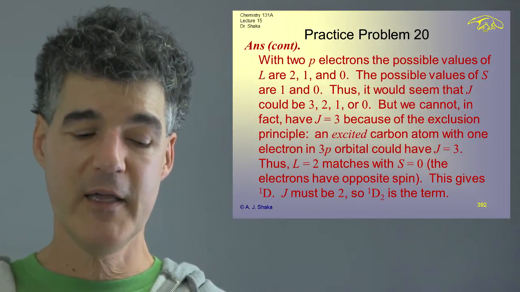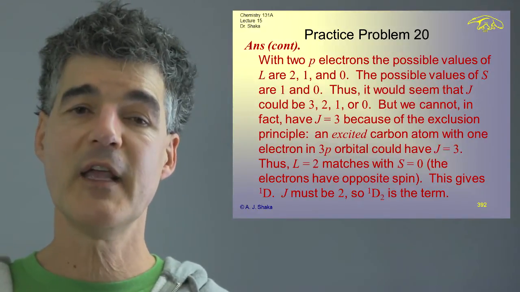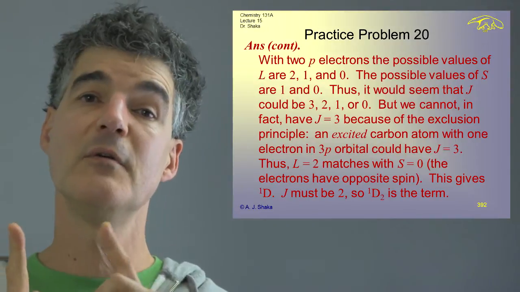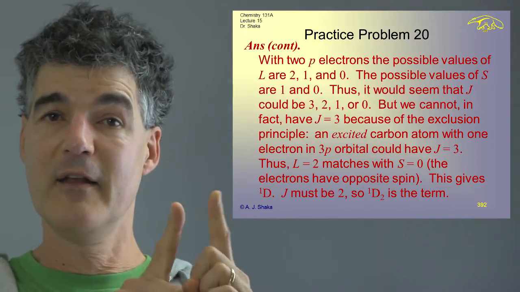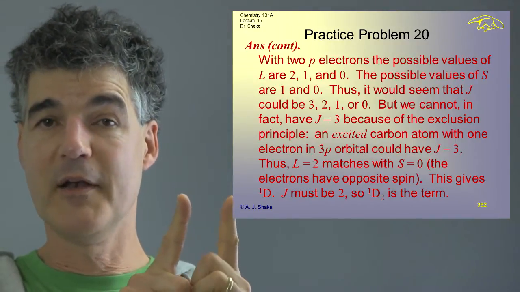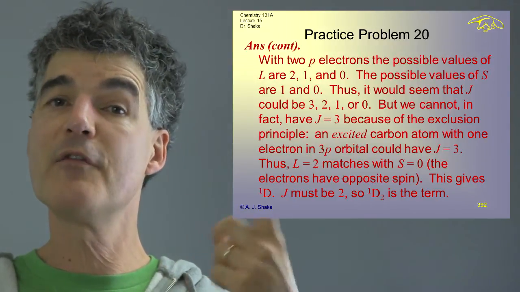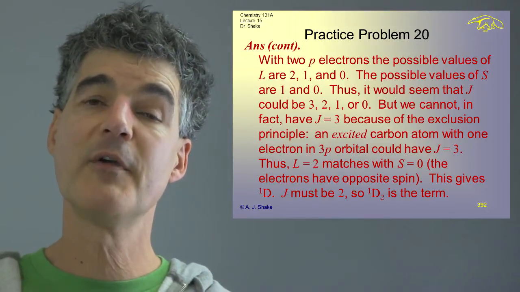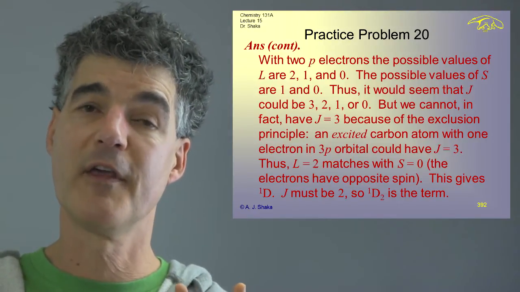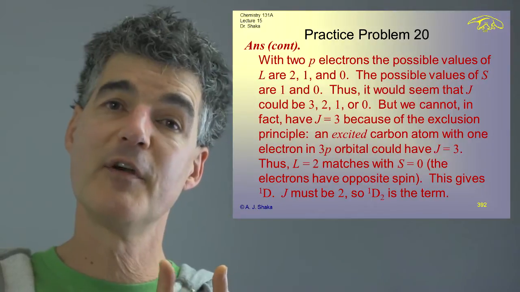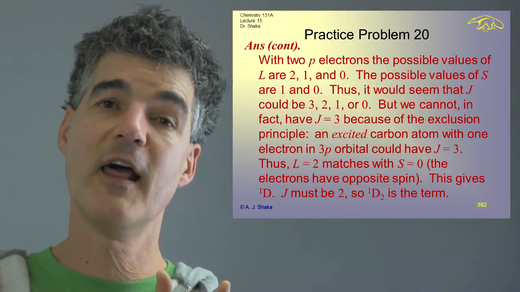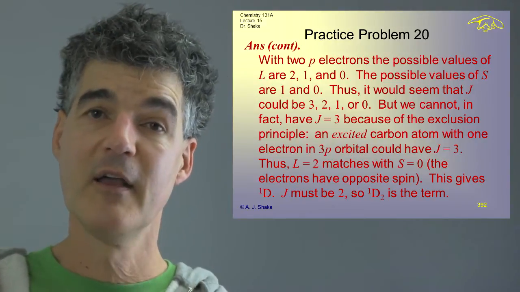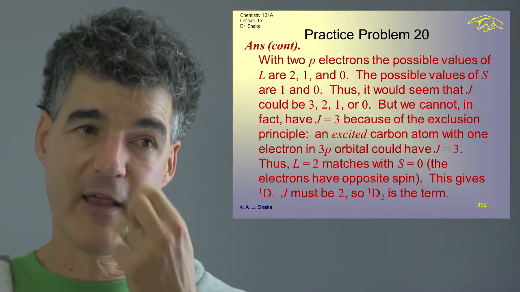And the reason why is that if we had J equals 3, we'd have to have L equals 2. So let's put the two electrons in the plus 1 orbital. And then to get 3, we have to have S equals 1, so we have to have them parallel. That means that we have to have them both in the same orbital there, and then we have to have them with the same spin. But that's not allowed, because if they're in the same orbital, they have to have opposite spins. So we aren't allowed to take the maximum value in that case.